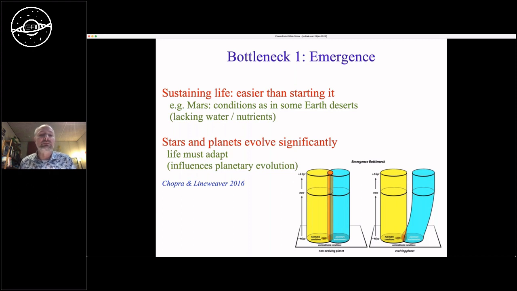What I said on the previous page also, conditions of life on planets evolve, right? The orbits are oscillating a bit, and so climate changes, and life must adapt. So it's important that if you have life on a planet, that it evolves and diversifies so that it can cope with changes in conditions.